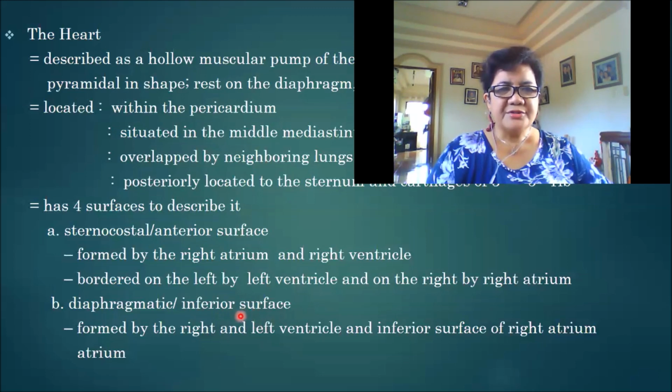Now, the inferior surface is the diaphragmatic surface. So this is where the heart will be lying. This is formed by the right and left ventricle and the inferior surface of the right atrium.